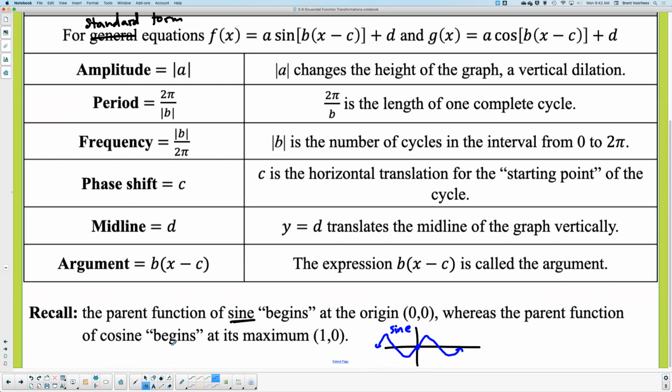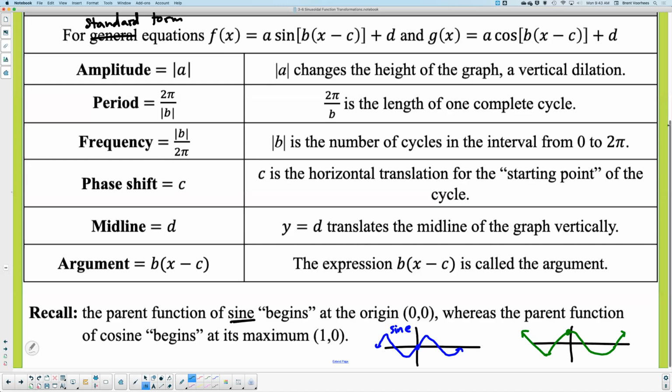And the cosine, it begins at its maximum, meaning the y-intercept would be the maximum of cosine without transformation. That's why it says parent function. Parent function means no transformations. And as a reminder, cosine's y-intercept is at its maximum if it's a parent function. So you can look back at this if you need help with your vocabulary.